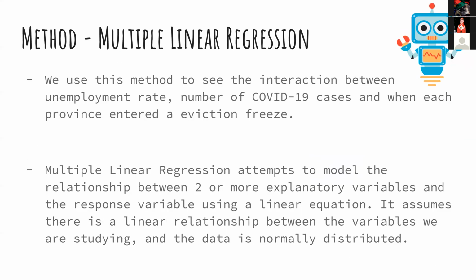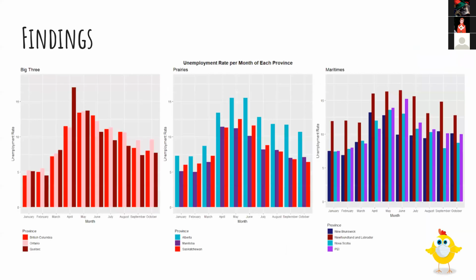The method we used for this was multiple linear regression. Multiple linear regression is showing a correlation between a scalar variable and two or more explanatory variables. So we wanted to see if unemployment rate was related to the total number of COVID-19 cases with a factor of an eviction freeze.